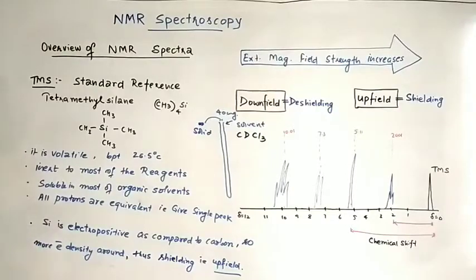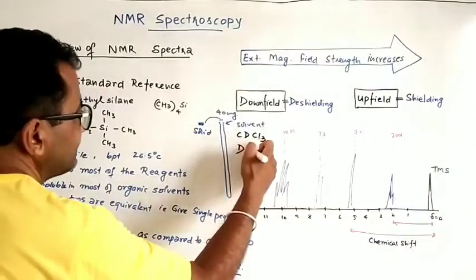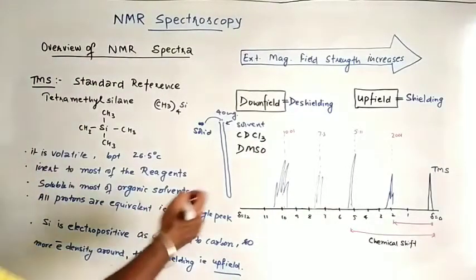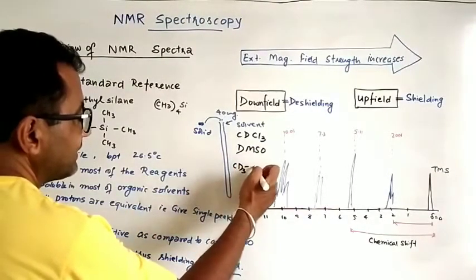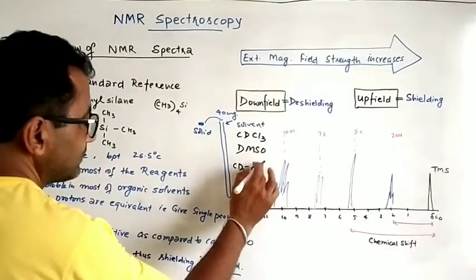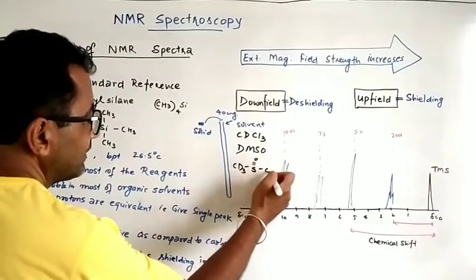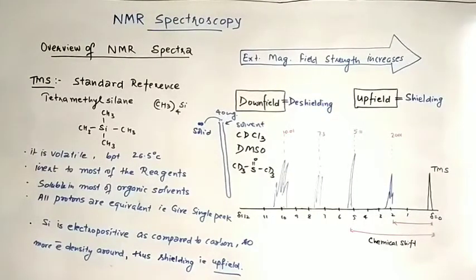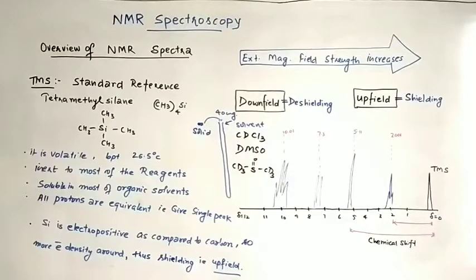If they are not soluble, we will use another solvent, that is DMSO, dimethyl sulfoxide. The formula is CD3, S double bond O, and CD3. There is no proton. All the hydrogens get replaced by deuterium atoms. That's why these solvents are very costly. If you want to get H1 NMR and C13 NMR, it costs about 500 rupees per sample because of the cost of these solvents.